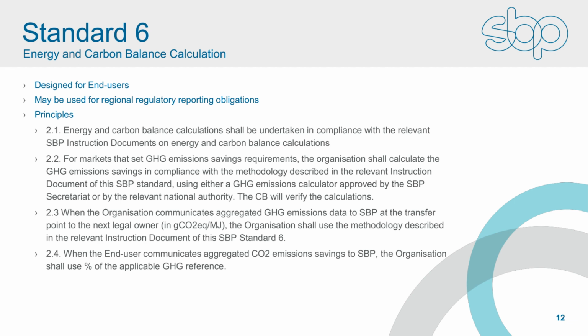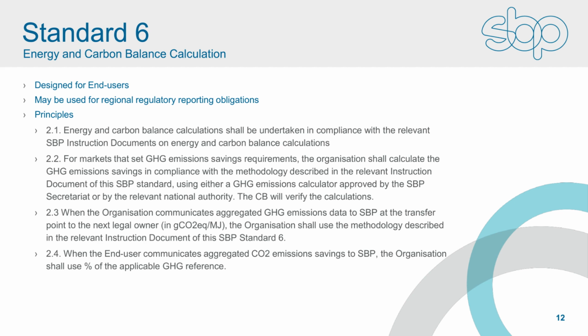Now to Standard 6 itself. Standard 6 is designed primarily for end users, the operator that converts biomass into electricity or heat, but it can also be used by upstream operators when regional regulators require it. The 4 operational principles are clauses 2.1 to 2.4. 2.1 says, calculations must be done in compliance with the relevant SBP instruction document.